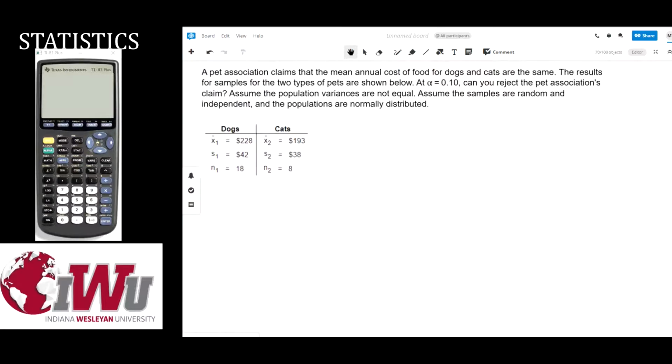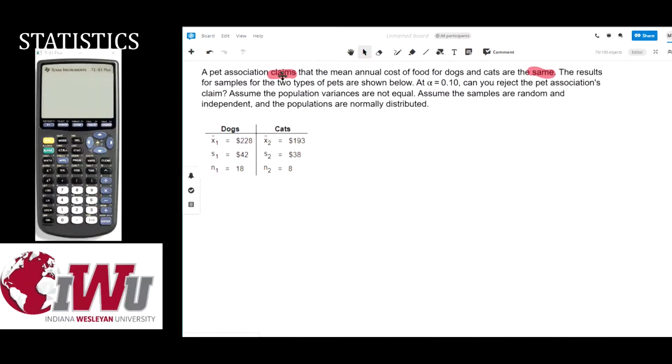So here we are going to test a claim about the difference between two population means. All right, so we have an example. A pet association claims, oh, there's a keyword there. Let's highlight that: claims. We have claims that the mean annual cost of food for dogs and cats are the same. Oh, there we go, same.